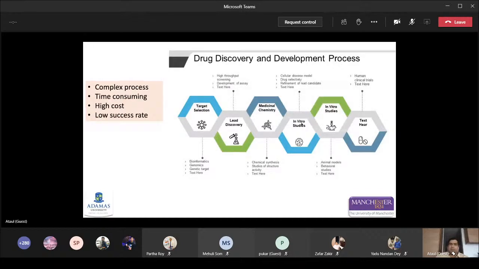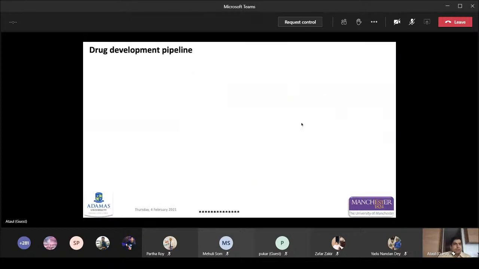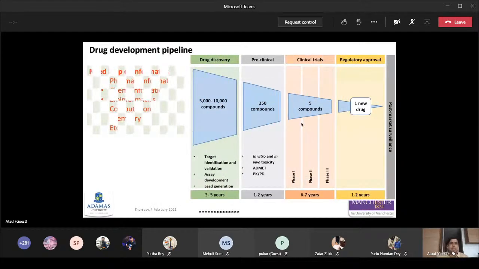Till now the success rate of drug discovery is absolutely low, less than 1%. If you start from 10,000 or more molecules, you may finally get one molecule, or may not. Suppose you start from 5,000 to 10,000 molecules, maybe more. You can apply different target identification, assay development or lead generation, which may take on average 3 to 5 years, depending upon your expertise and infrastructure.